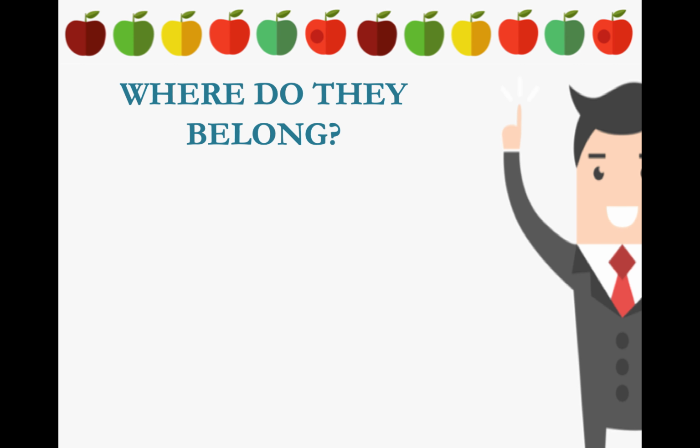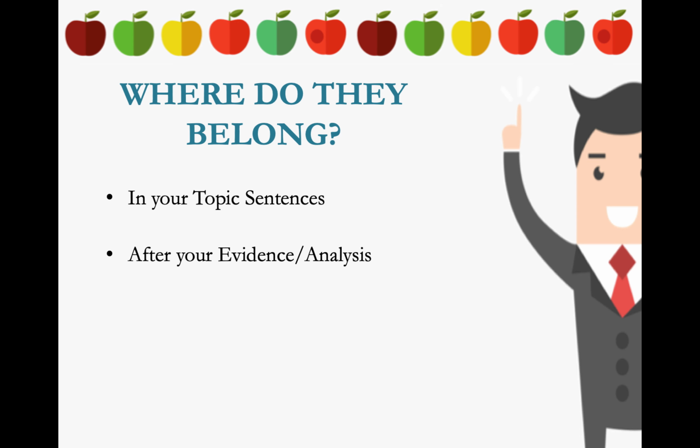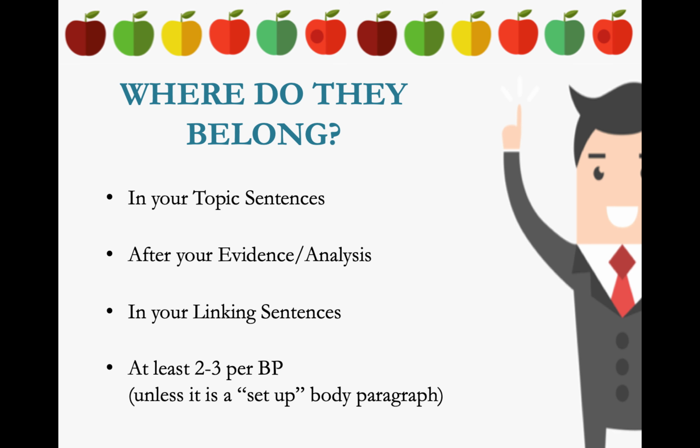If we're focusing on structure and we're aiming for cohesion, then you have to think about where these transitional sentences belong in your paragraphs. First and foremost, if it's a comparative paragraph, then I would mention both texts in your topic sentences, but also remember that you have to really clearly outline the direction that paragraph's going in that topic sentence, so make sure it's not muddled. A really good opportunity to link to the previous text is after your evidence and analysis, and then again in your linking sentences. You should probably have at least 2 or 3 comparative complex sentences per body paragraph, unless it's a setup body paragraph like your first one. It's not really essential then.